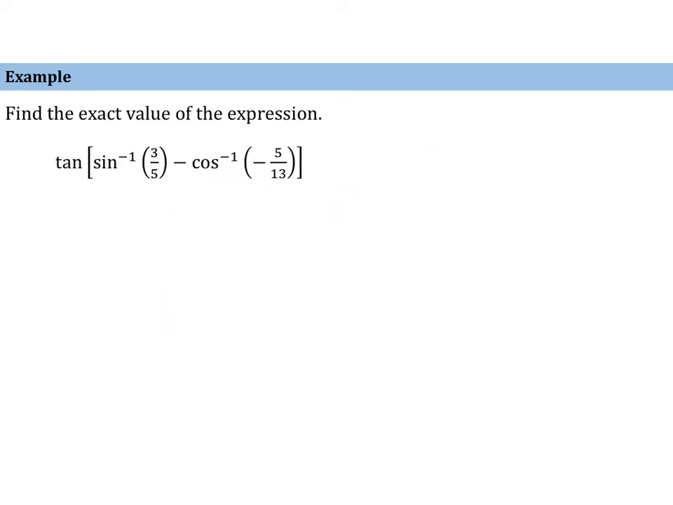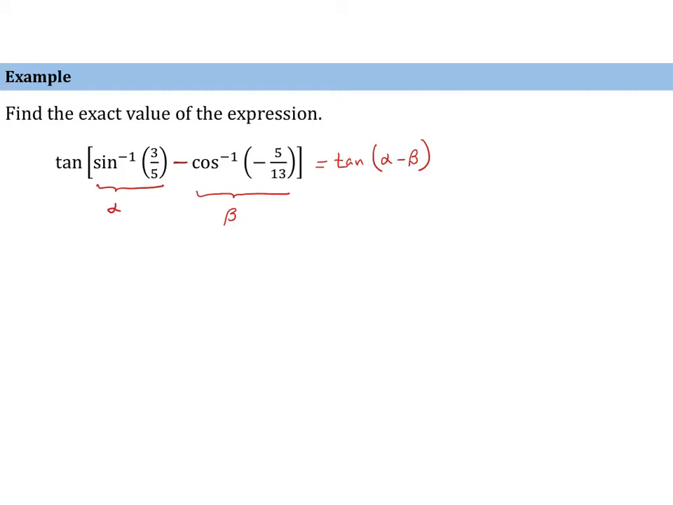Now in this next example, we again have a trig function and we have a difference. So you'll notice that this is the difference, and the output of an arc sine is an angle. So let's call sine inverse of 3/5 alpha, and let's call cosine inverse of negative 5/13 beta. So what we have here is nothing more than tangent of alpha minus beta.